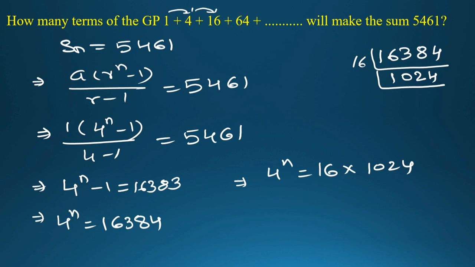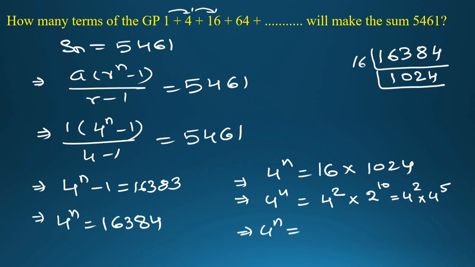Okay, first I am writing like this. Now, 16 means 4 to the power 2 and 1024 means 2 raised to the power 10. So, convert it into the power 4 all. So, this will be 4 raised to the power 5. So, it means 4 to the power n is equal to 4 to the power 7. So, n is equal to 7. Okay. Just check the calculation. I am sure I have done it correctly.